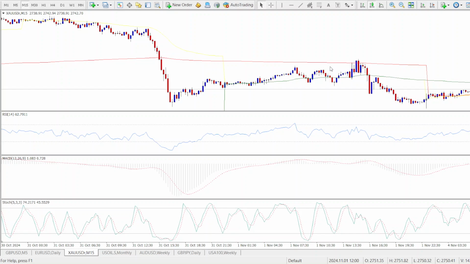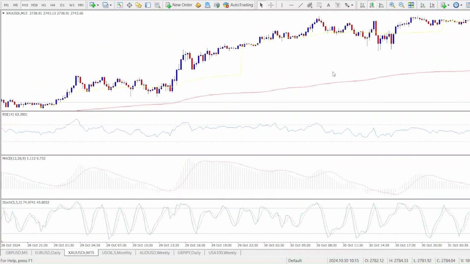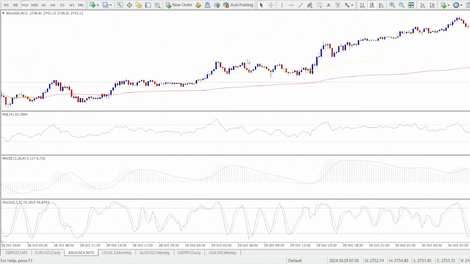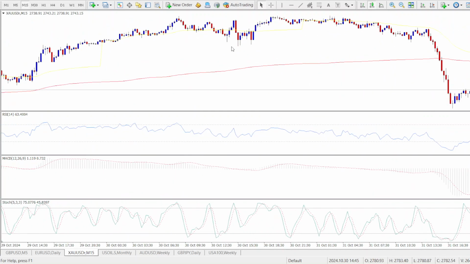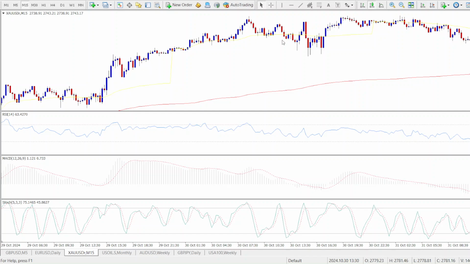So this indicator gives you the average price of an asset weighted by volume. It's especially useful for intraday trading because it shows the true average price of the asset for the day, giving you a good benchmark to measure the strength or weakness of a trend. Now, when the price is above the VWAP, as we can see, it is a bullish sign, indicating that buyers have control. As we can see here, when the price is above the VWAP, the price was in a bullish trend, showing that buyers were in control.